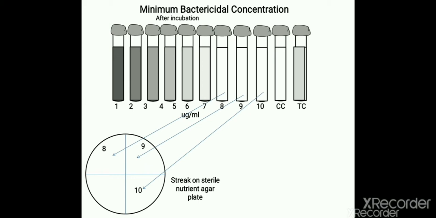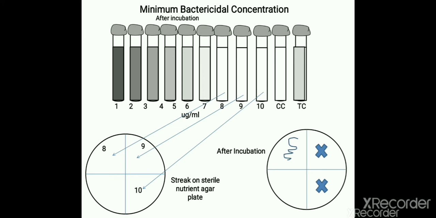This plate is then incubated at desirable temperature for 24 hours, and if the results are like this, in the zone of 8 there is presence of growth, and in the zones of 9 and 10 there is absence of growth. This means that the minimum bactericidal concentration is more than 8 and less than 9. That is because in between the range of 8 and 9, there will be sub concentrations of 8.1, 8.2, 8.3, and so on up to 8.9 and 9. So it will be reported as: MBC of streptomycin lies between 8 and 9, or MBC is more than 8 and less than 9.